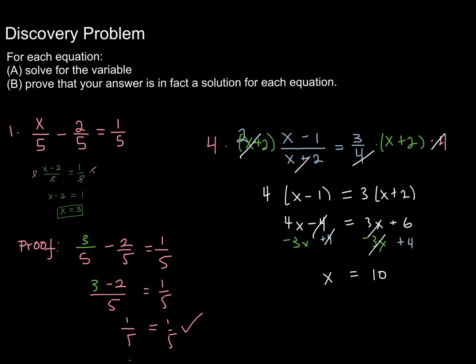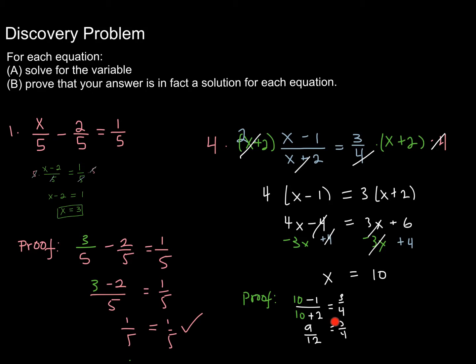Last but not least, I want to check that my solution works with my original equation. So to prove this, I simply substitute my value of 10 back into my original equation for x. This will give me 10 minus 1 divided by 10 plus 2, which is 9 over 12, equals 3/4.